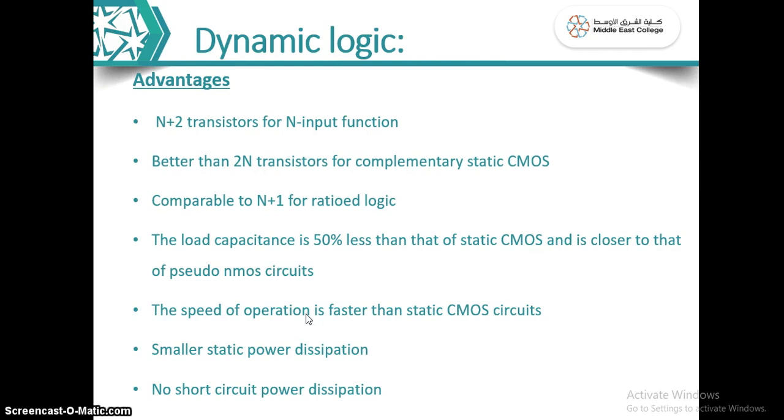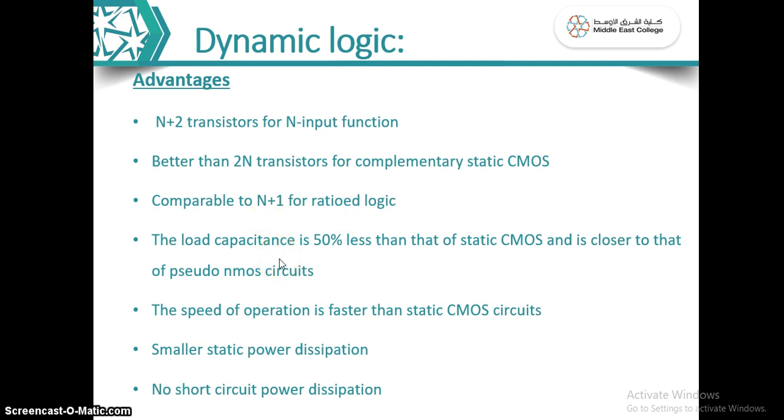So of course, compared to complementary static CMOS, n plus 2 is always better than 2n transistors. And also the performance is comparable to n plus 1 ratioed logic. We already discussed the ratioed logic. There they have only n plus 1 transistors, one extra transistor. So here n plus 2, so it is comparable only. And performance-wise also it will be comparable to ratioed logic.